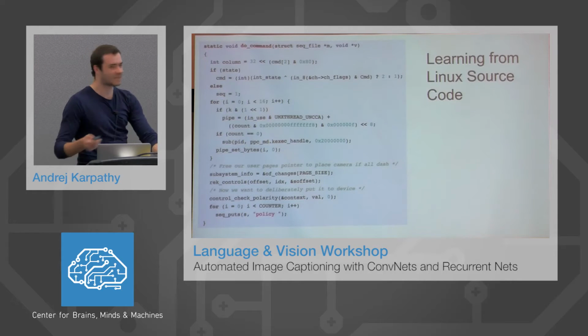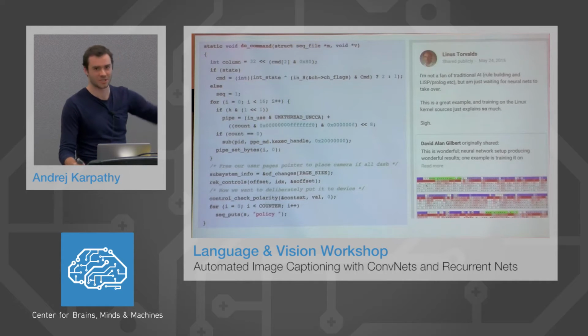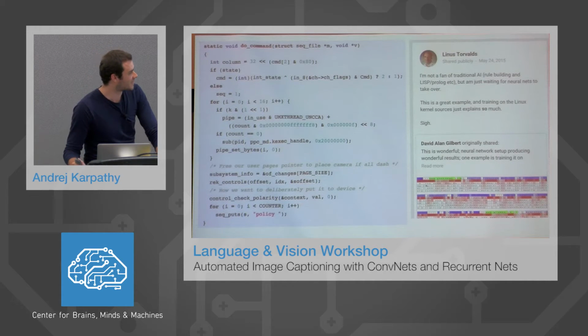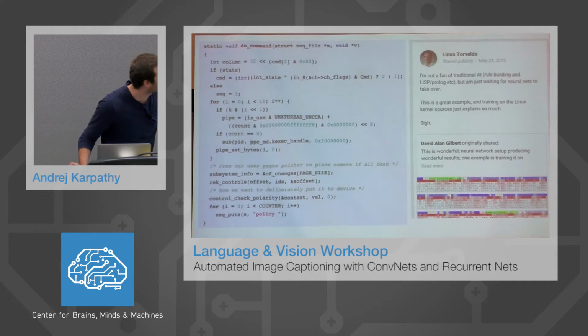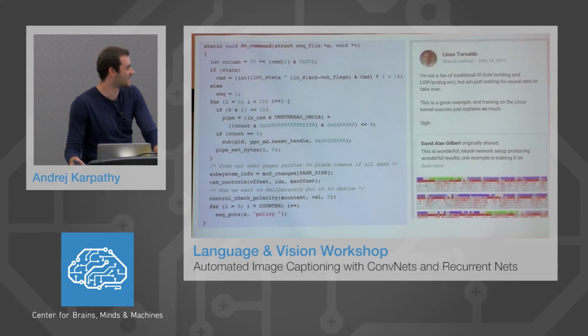A slightly amusing thing about this is that Linus Torvalds, the chief architect of the Linux kernel, thought that this was really amusing, so he shared this on Google+. And he's not a fan of traditional AI and rule building and Lisp, Prolog and so on, but he's just waiting for neural nets to take over. So this post convinced him, and he thought that this was really funny.